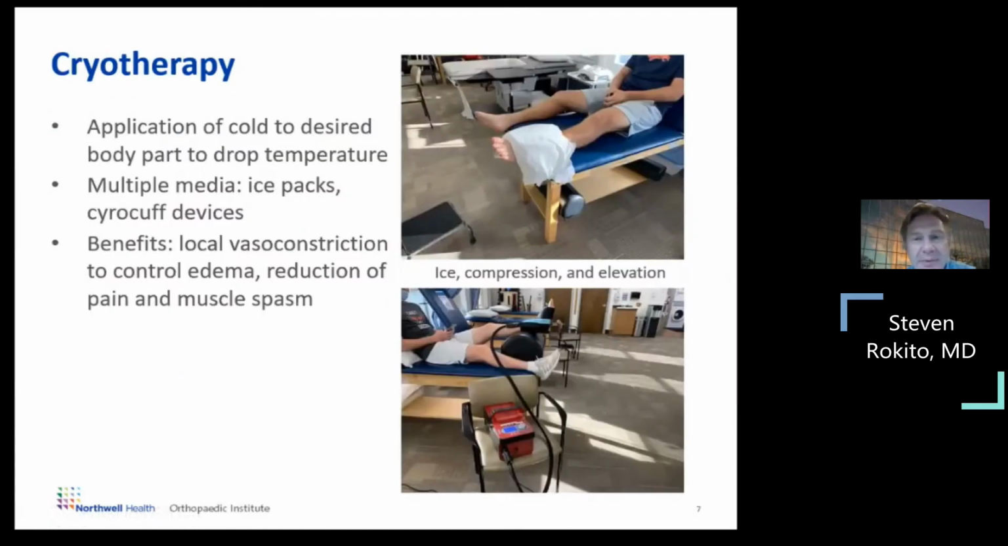So cryotherapy is the application of cold to a desired body part to drop temperature. We have multiple medias from ice packs to cryocuff devices to achieve this effect. Cold basically causes local vasoconstriction to control edema and reduce pain and muscle spasm.